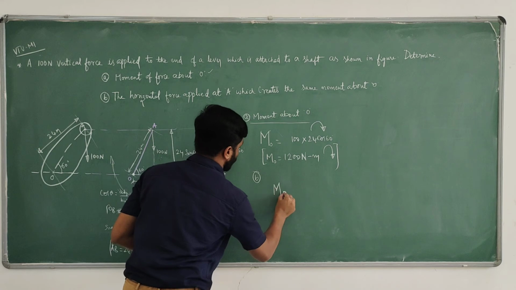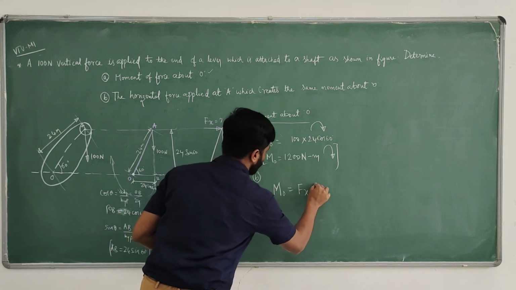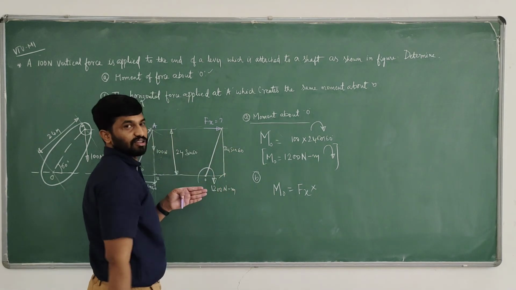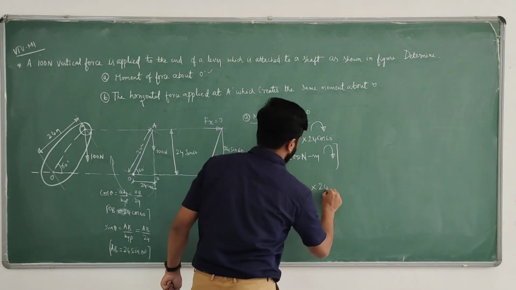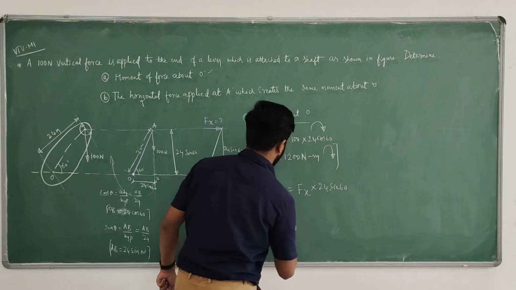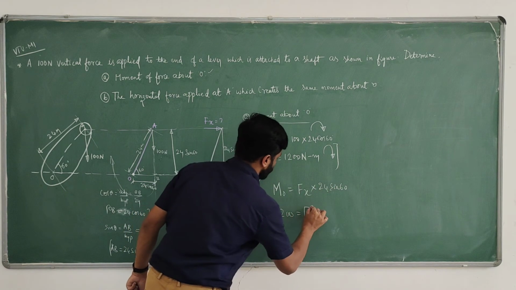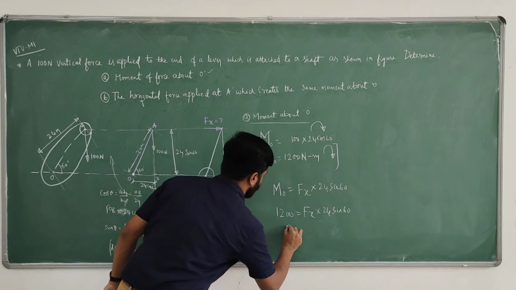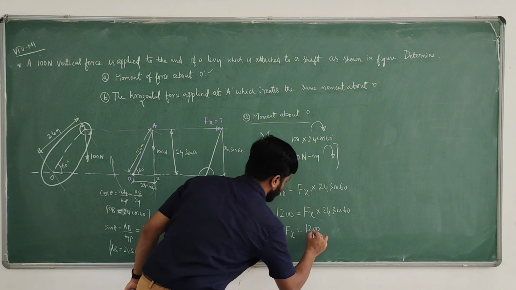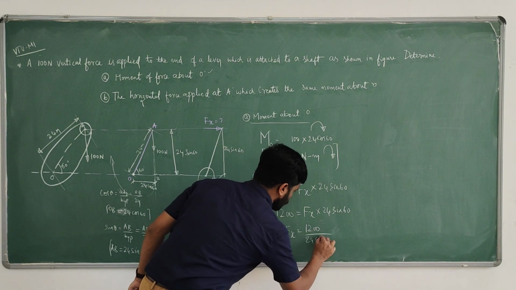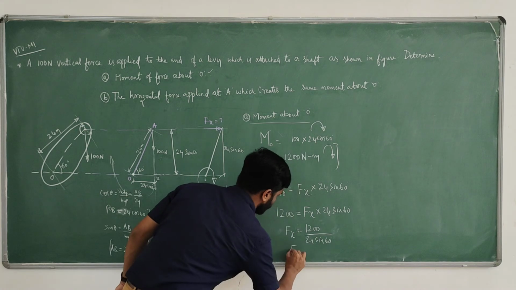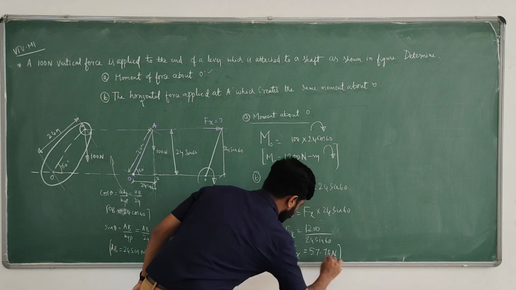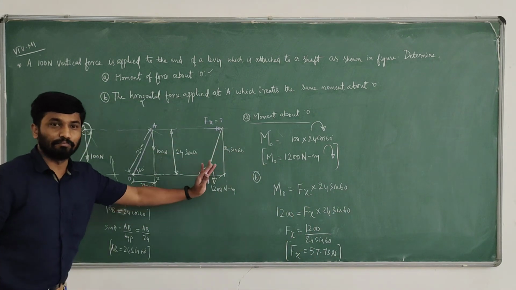Therefore M0 equals Fx into perpendicular distance. For a horizontal force, the vertical distance is the perpendicular. So 24 sin 60. M0 is 1200 equals Fx into 24 sin 60. Now Fx equals 1200 divided by 24 sin 60. What is the value of Fx? 57.73 Newton. This is a very simple thing.